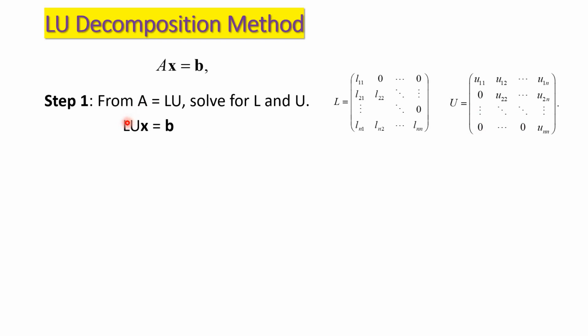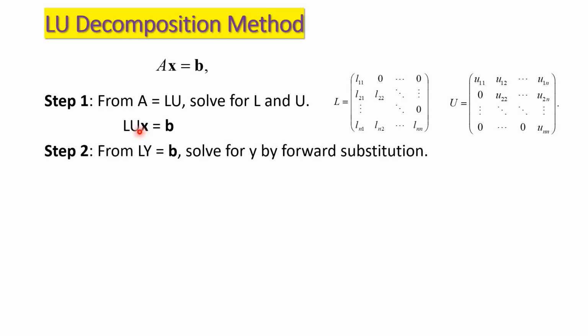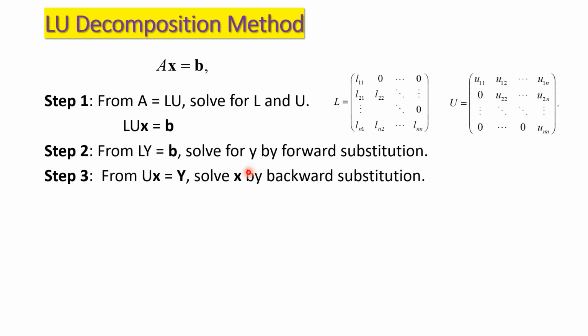A decomposes to become LU, so AX equal to B becomes LUX equal to B, and let UX equal to Y, hence LY equal to B. So we solve vector Y by forward substitution, and then from UX equal to Y, solve vector X by backward substitution. There are 4 types of LU decomposition method.